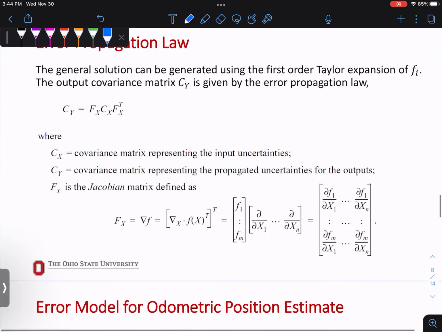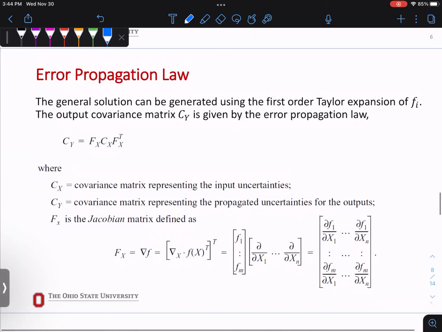Okay, back to our problem. Knowing that, we can use the error propagation law. The covariance matrix representing the propagated uncertainties will be equal to the Jacobian matrix Fx, times Cx, which is the covariance of the inputs, that we already know, multiplied by the transpose of the Jacobian. Now tell me what was the Jacobian.